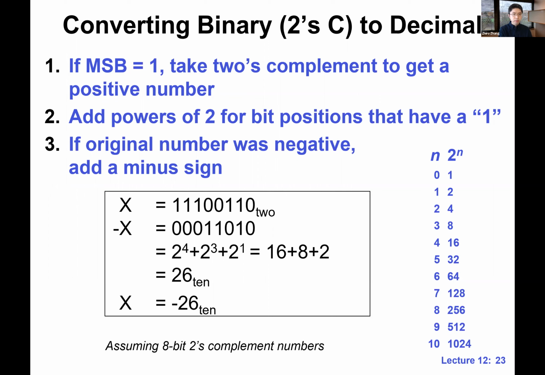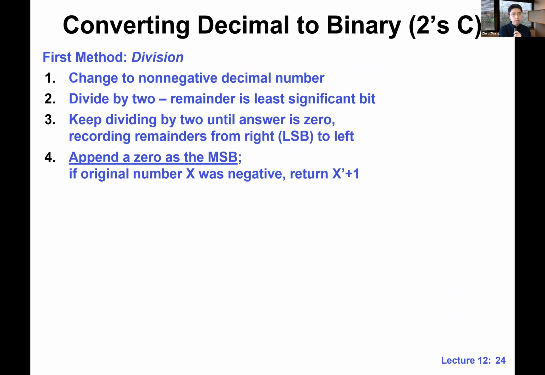Okay, so this is actually not too interesting. There are many different ways of doing this. Hopefully this is clear enough. Next one is the opposite: how do we convert a decimal number to binary? This one is slightly more interesting.